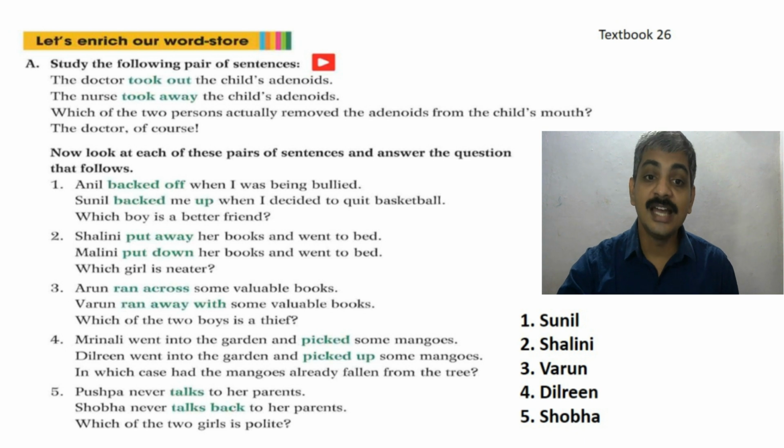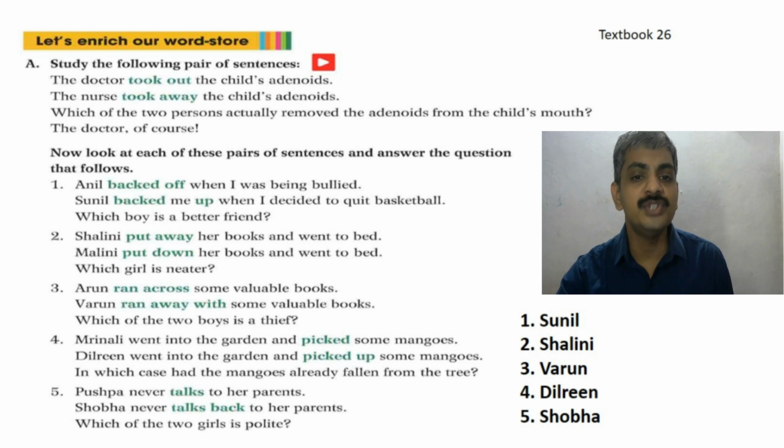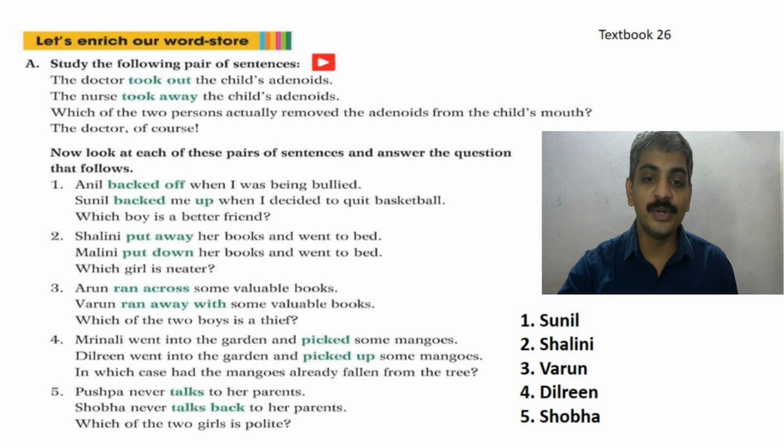Now next is: Arun ran across some valuable books. Varun ran away with some valuable books. Which of the two boys is a thief? My God. Again, who is going to be the thief? Varun is the thief. Why is Varun the thief? That we will understand. Run across is a phrasal verb.